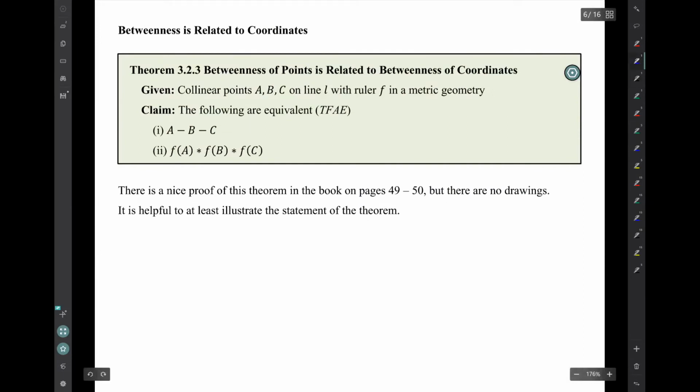Another property that I want to discuss is this. Betweenness of points is related to betweenness of coordinates. So here's the statement. If you're given collinear points A, B, and C on a line L with a ruler F in a metric geometry, the claim is that these two things are equivalent. B is between A and C, and F of B is between F of A and F of C. That is to say, the betweenness of points is equivalent to the betweenness of their coordinates.